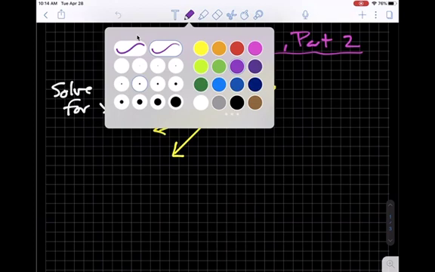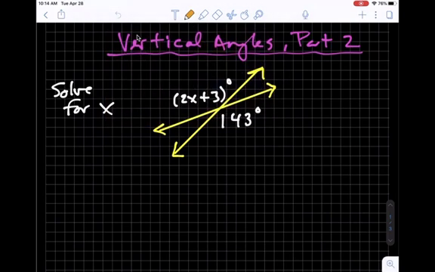Solve some problems and see what we can figure out about them. So let's take a look at this first problem we have here. All right, so they're saying that this angle right here and this angle right here, we look at those and we should recognize that those are vertical angles, and because they're vertical angles, they're equal to each other.